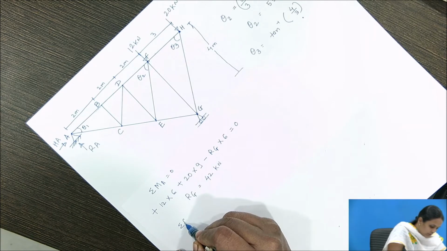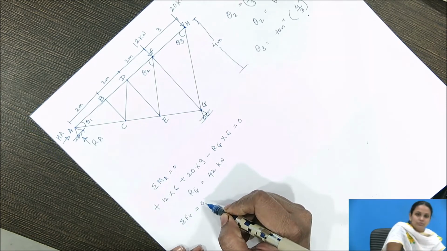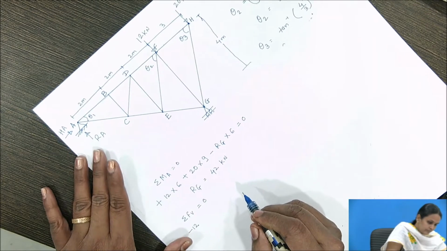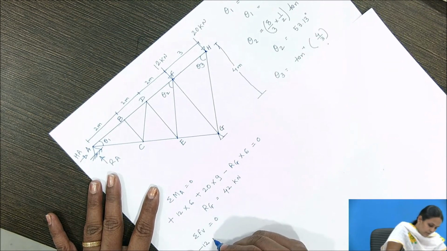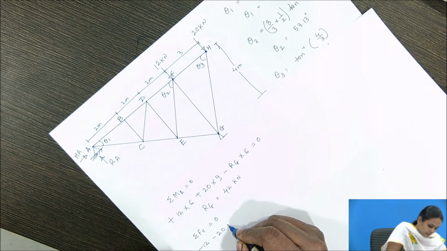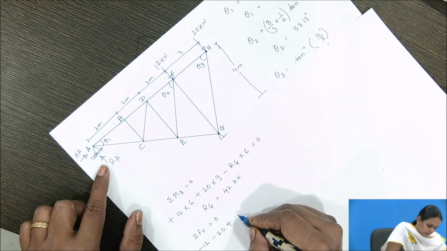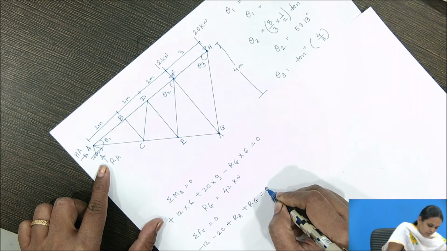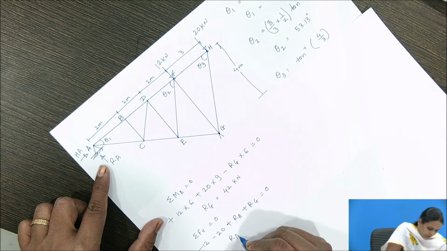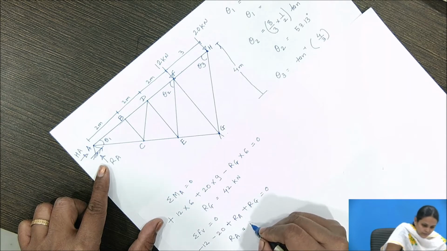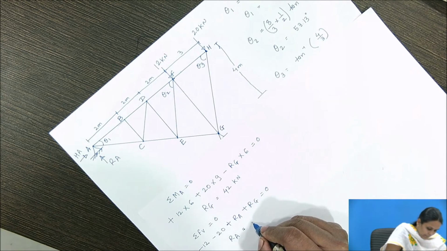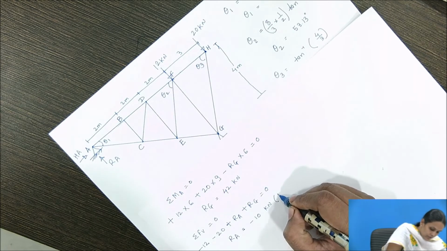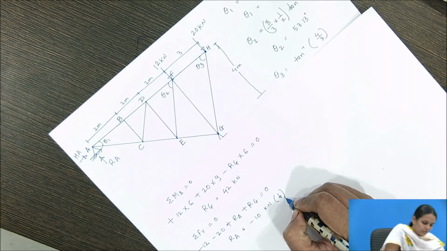Now I will consider sum of all vertical forces is equal to 0. What are the vertical forces? It is minus 12 kilonewton, minus 20, the vertical reaction Ra and the vertical reaction Rg is equal to 0. So from this equation Ra we will get minus 10 kilonewton. Minus 10 kilonewton means it is acting towards the downward.